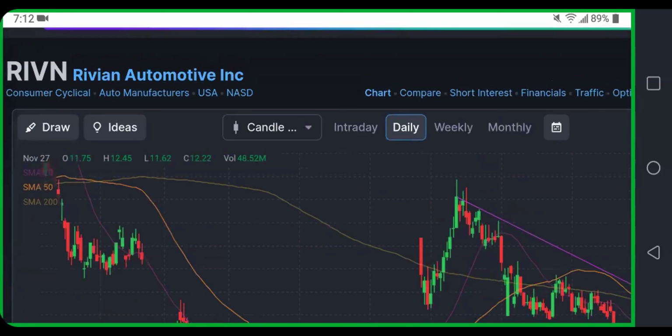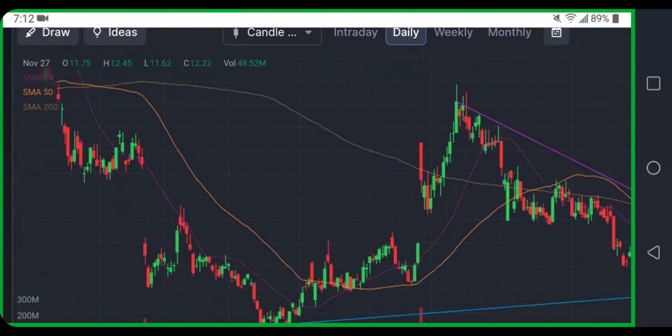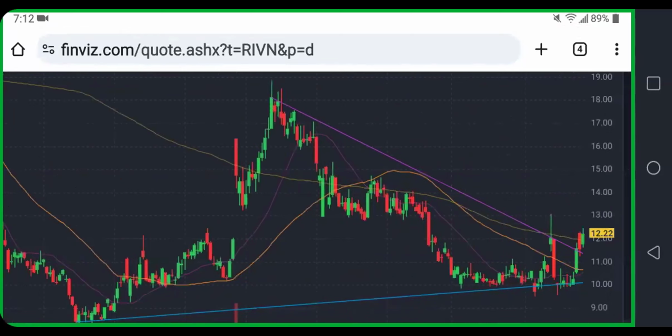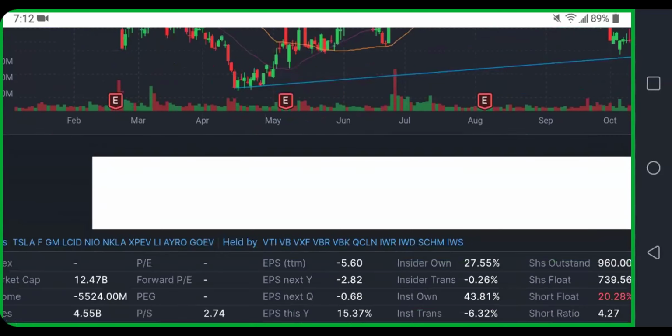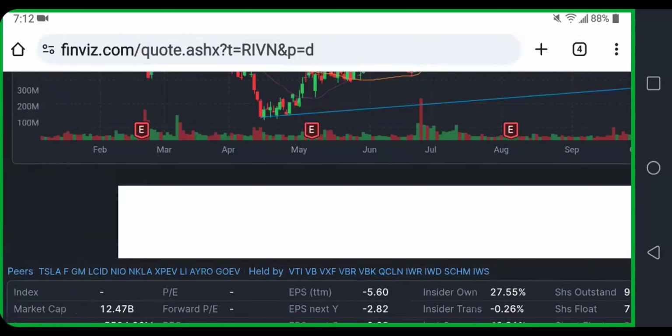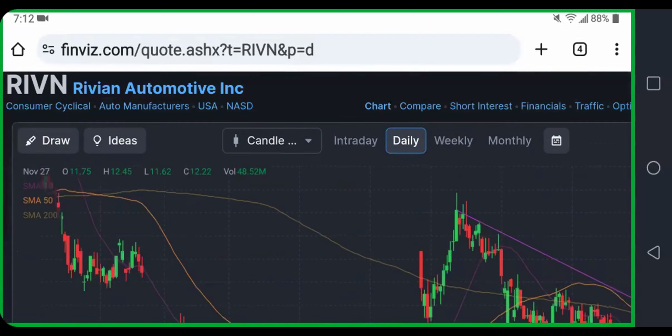All right, so Rivian Automotive Incorporated. Now we want to look at the P/E. This is the chart, but today we're looking at the P/E. So this is the P/E. But unfortunately, this one doesn't give us the P/E. Sometimes they don't calculate it if they are not able to, based on how the company is doing. So let's look at another one.